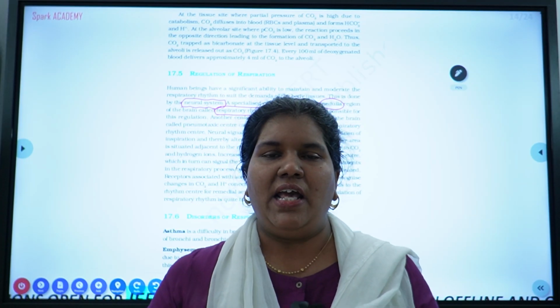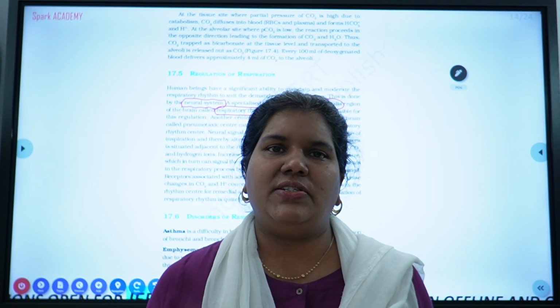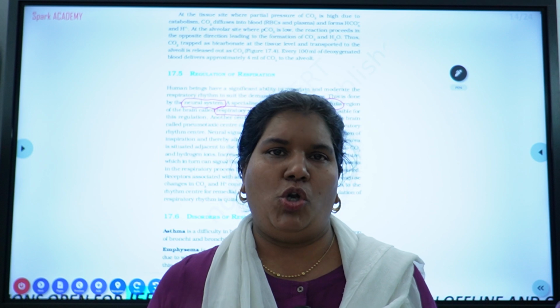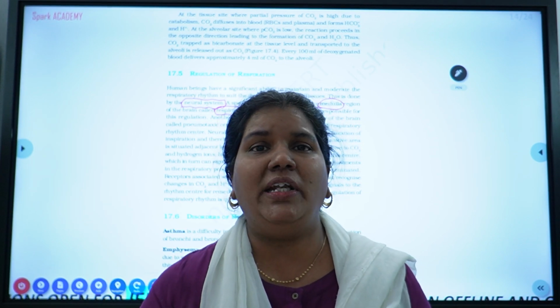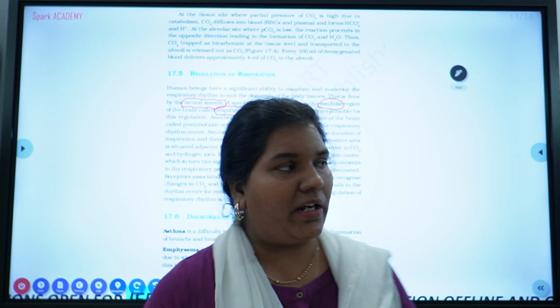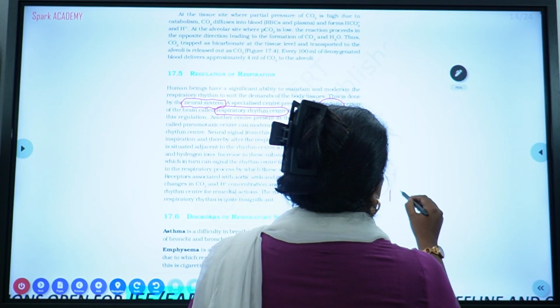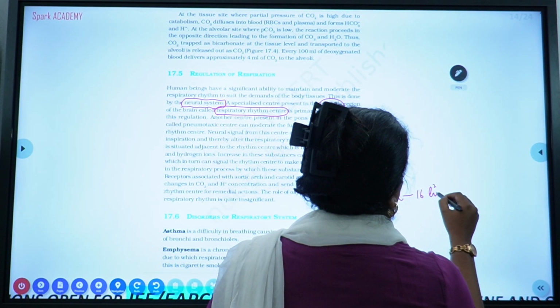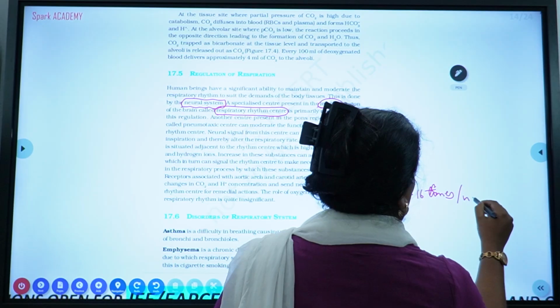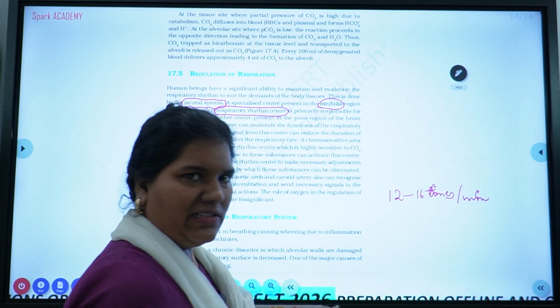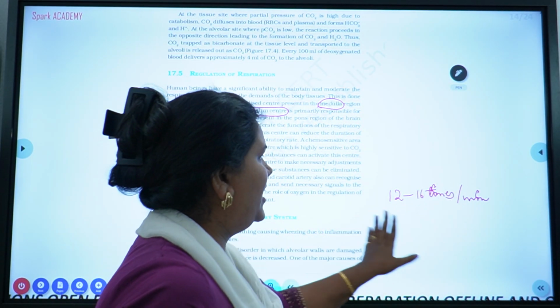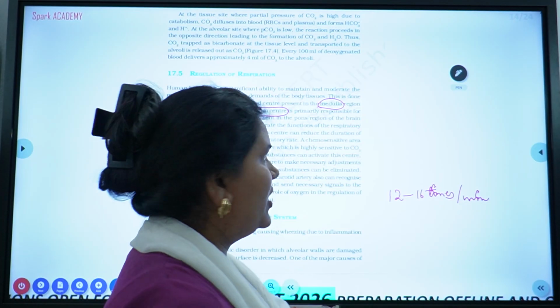Usually the respiratory rhythm center sees that we always breathe normally. By the way, let me tell you, how many times do we breathe per minute? Remember, we breathe 12 to 16 times per minute. This is what this medulla does. It sees that we always breathe in this normal range, right?